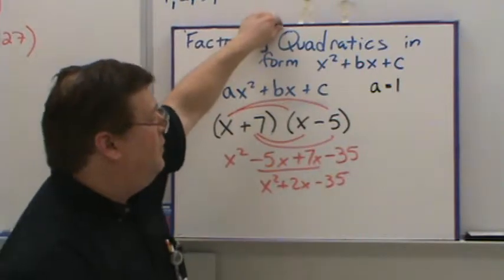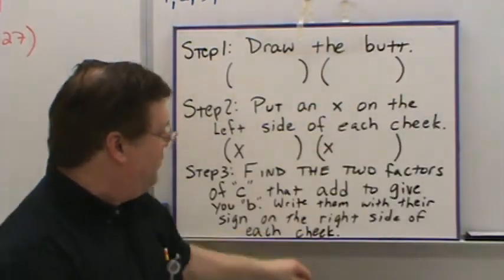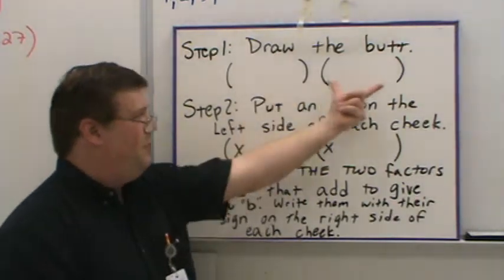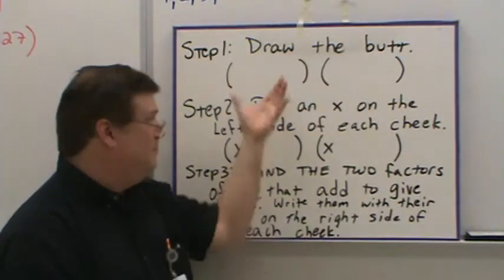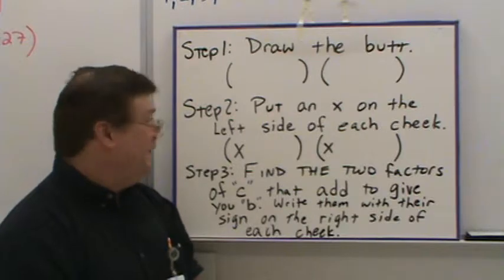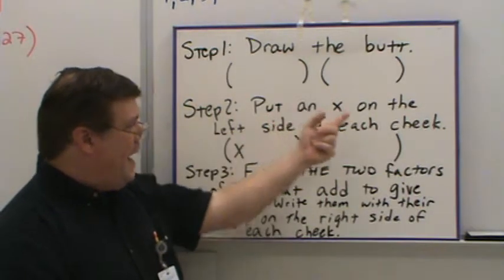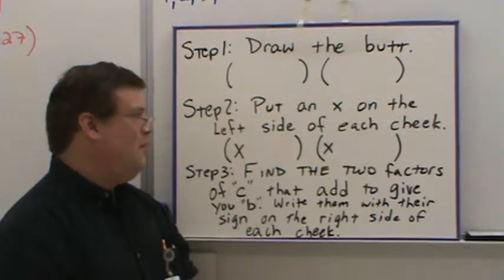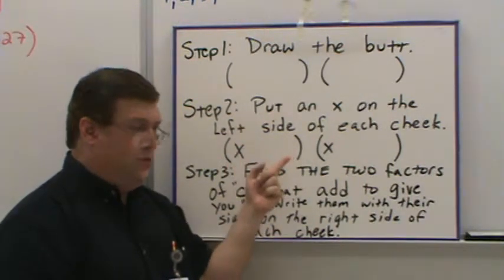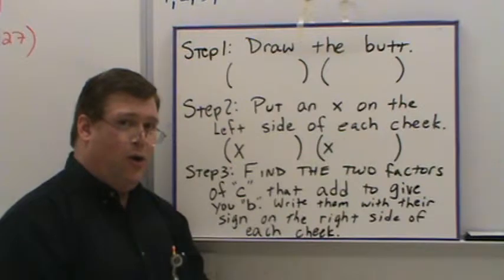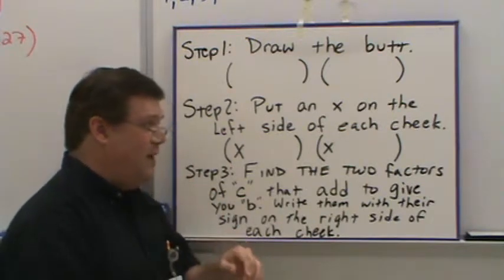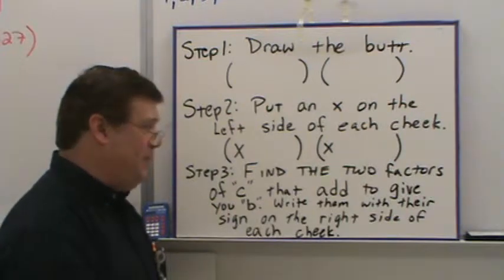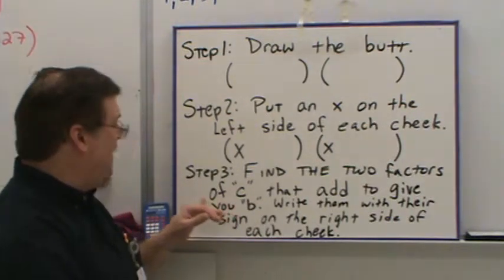The steps we're going to do that. We're going to start off by drawing the butt. Two sets of parentheses, kind of looks like a little image of a butt. Then we're going to put an x on the left side of each cheek. X here, x there. Now this is only true for quadratics that have a coefficient of 1 for your x squared. Not true for the ones that have something other than 1 in front of the x squared. Well, it's another lesson altogether.